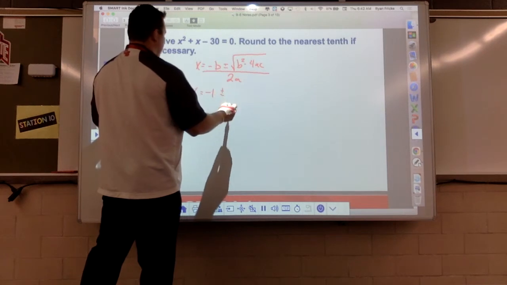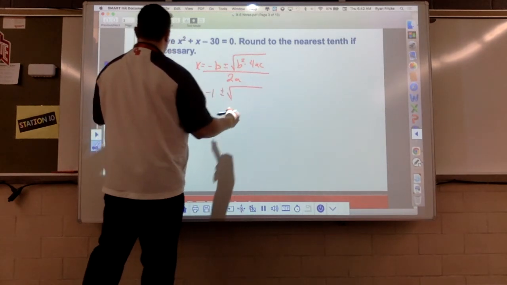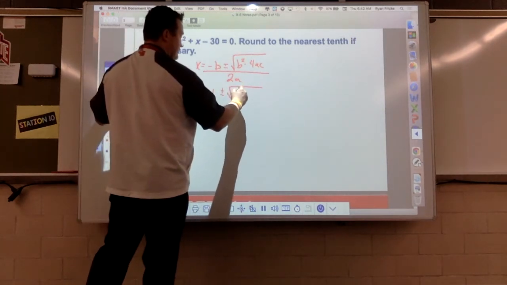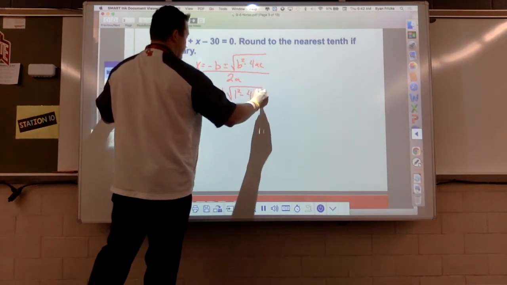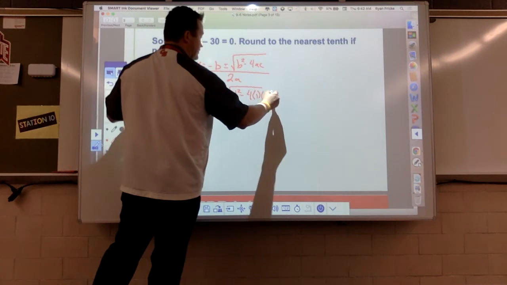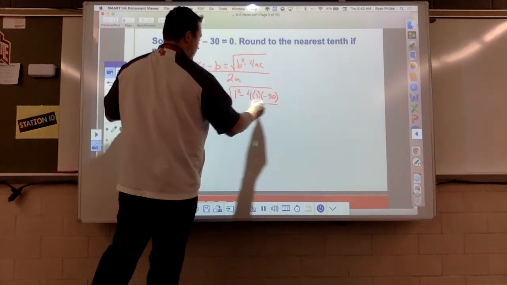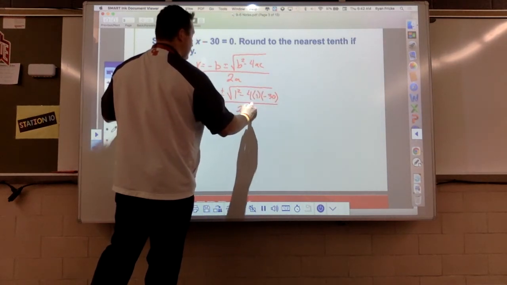Negative 1 plus or minus the square root of b squared, guys. That's just going to be 1 squared minus 4 times a, which is 1, times c, which is negative 30, all over 2a.